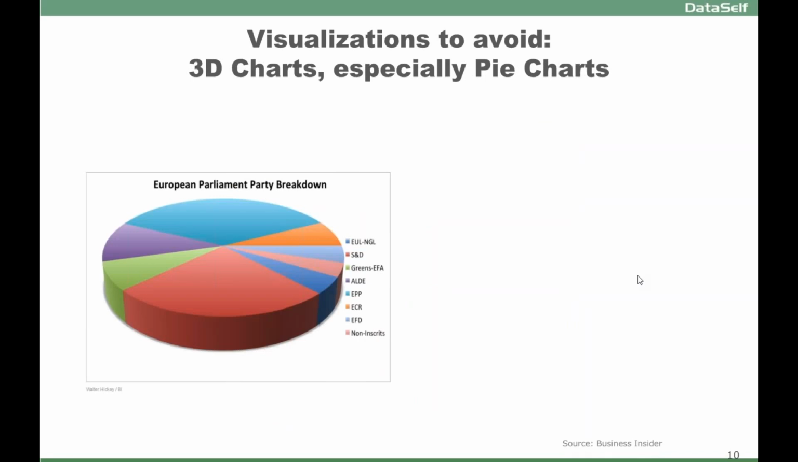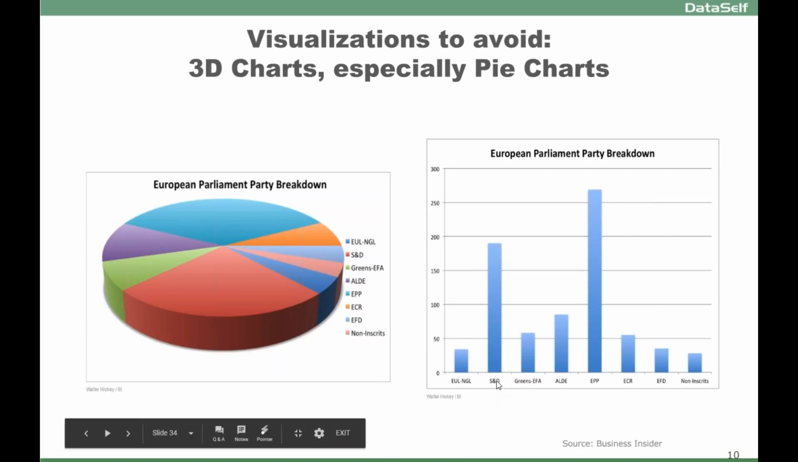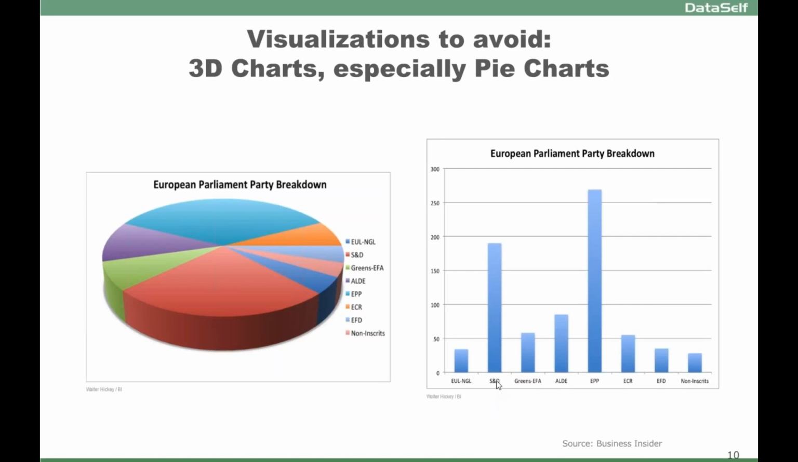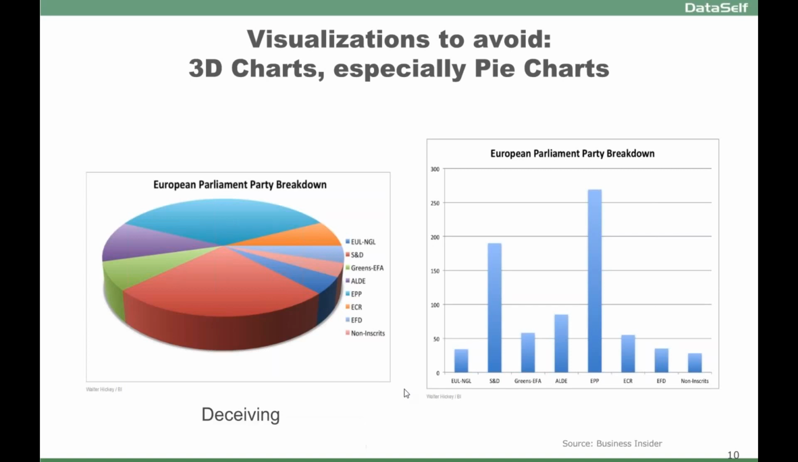In 3D, usually 3D is deceiving. If I look at this, it seems that S and D is about the same as this one. However, if I put it in a bar, actually S and D is about 50% smaller. I'm sorry, this one is 50% bigger, but looking at this, you can't tell. So usually 3D charts are deceiving, so try to avoid them.